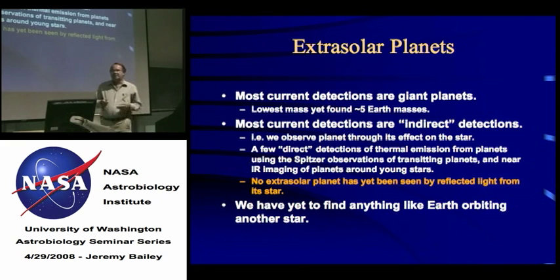Almost all the current detections are indirect detections. We are not seeing the planet itself. We're deducing the presence of the planet from its effect on the star. There are a few direct detections, and they're all by means of thermal emission. The Spitzer Space Telescope has been used to detect the direct emission from some of the transiting planets. And there are also near-infrared imaging observations of planets around young stars. Again, we're seeing the thermal emission, but no extrasolar planet has yet been seen by the light reflected from its star.